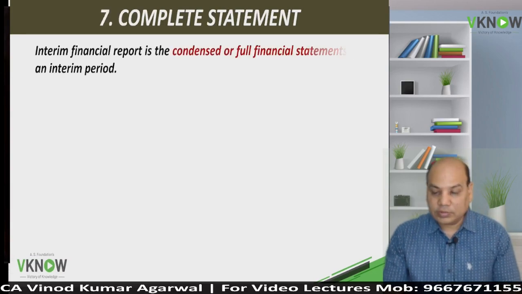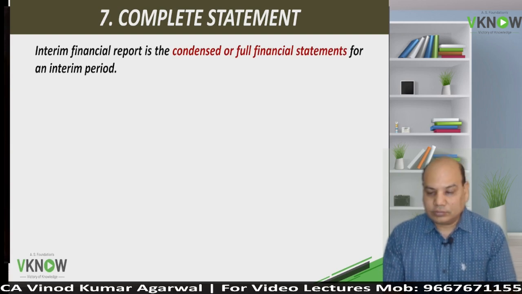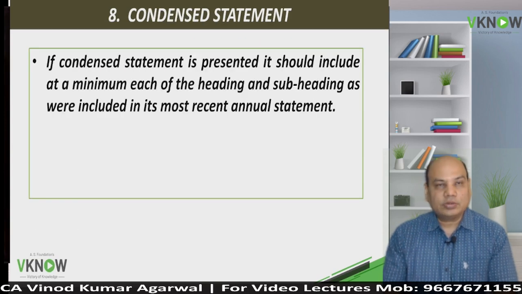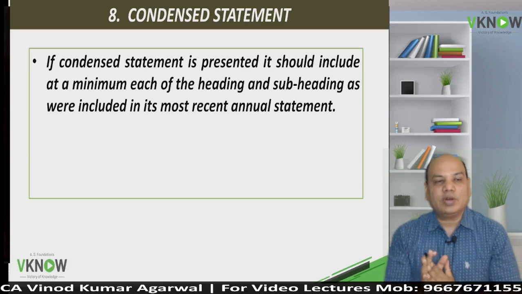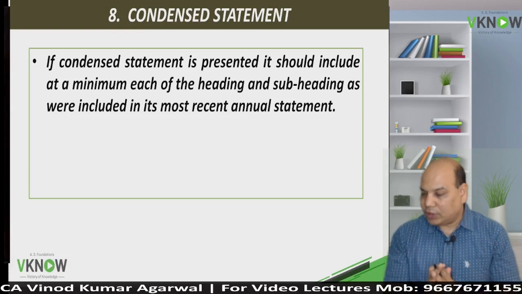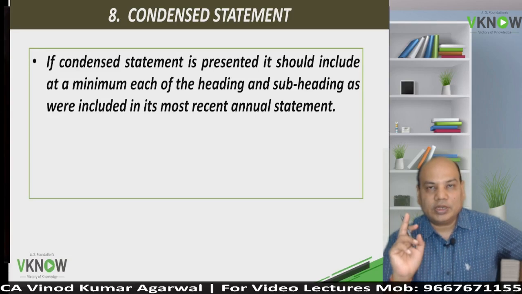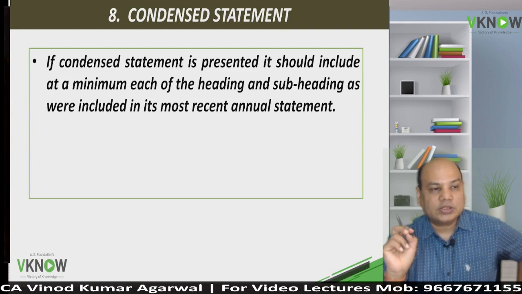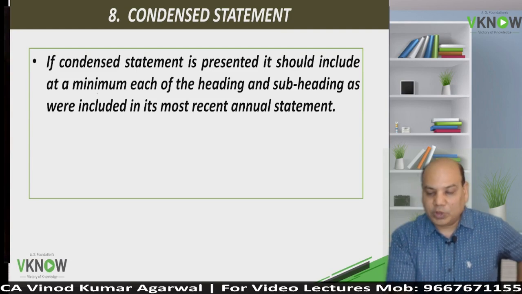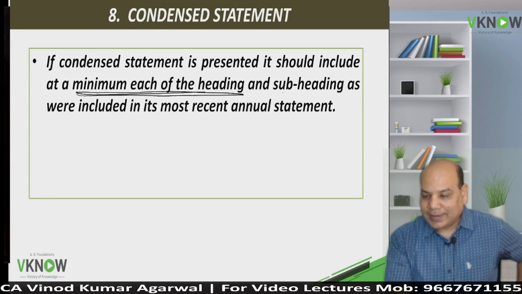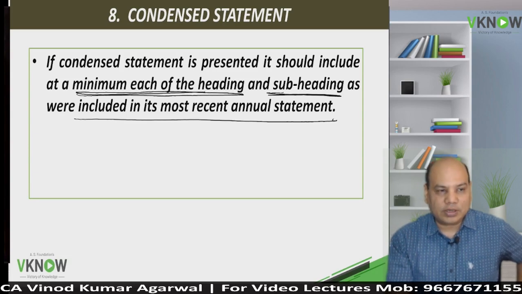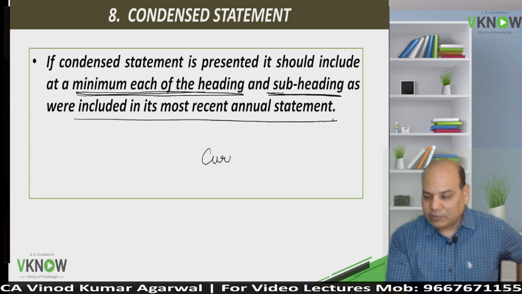Okay, then we have complete statement. You have a choice. You can give complete statement also. In complete statement, you can give all the information which is required in the annual report. If the enterprise is following condensed financial statement, paragraph 8, then it should give minimum the same heading and subheading which were included in the most recent annual statement. For example, I have already given current liability.